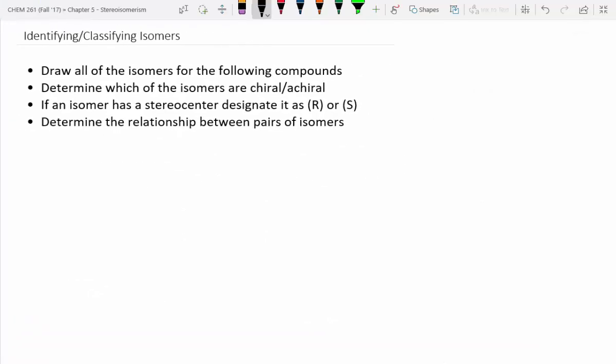What I'm going to do is I'm going to give you a molecular formula. I'm going to ask you to draw all of the isomers for that molecular formula or compound. And then once you've done that, I want you to determine which of them are chiral or achiral, meaning achiral is not chiral. And if an isomer has a stereocenter, designate it as R or S, and then determine the relationship between the pairs of isomers. So there's a lot going on here. Focus on going through these sequentially.